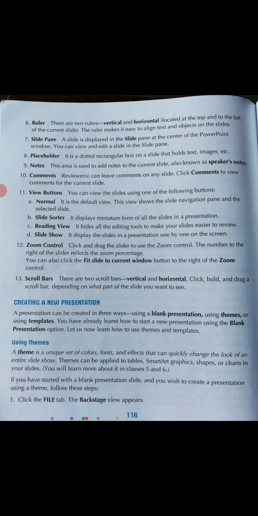So here you will get 2 types of scroll bar. One is your vertical scroll bar and the next one is your horizontal scroll bar. Click, hold and drag the scroll bar depending on what part of the slide you want to see. If you want to go to the vertical side, you have to scroll the bar. Yes or no? If you want to move in the horizontal side, you also have to scroll it with your mouse. Clear? This much is clear to everyone?